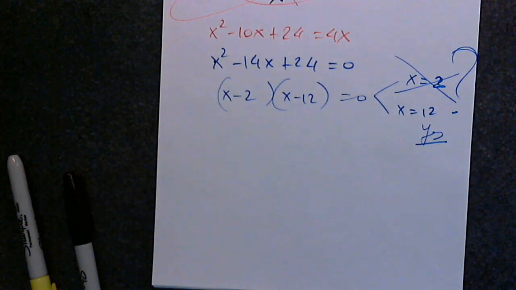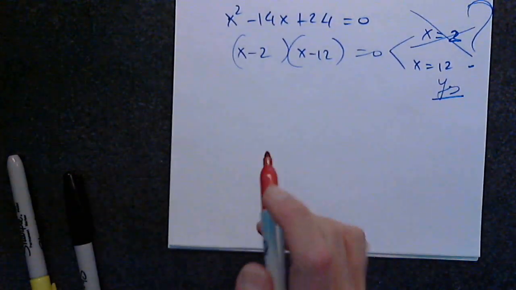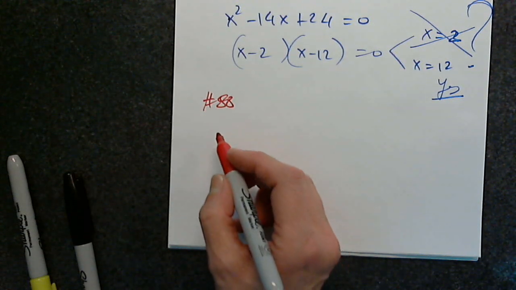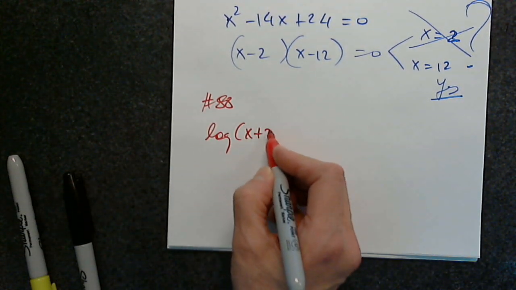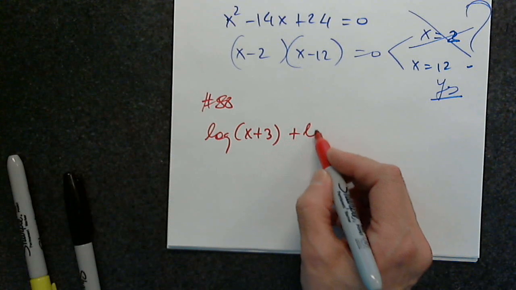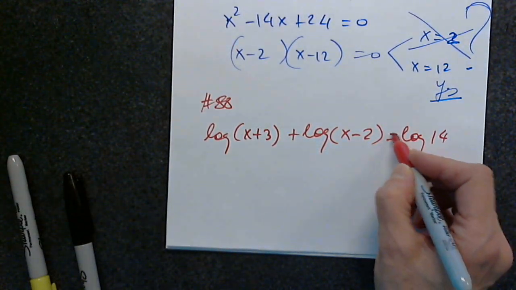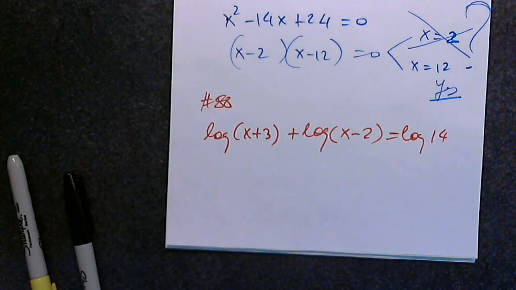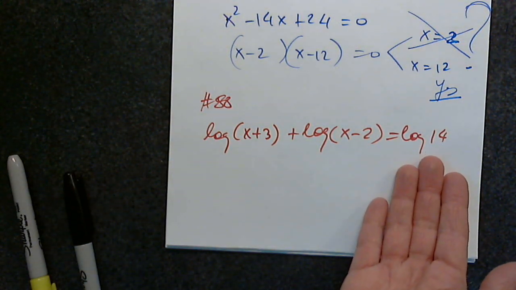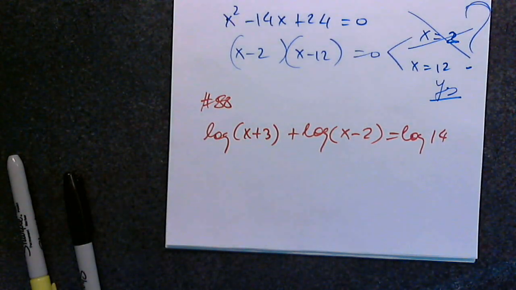Let's look at 88, in which we have log of x plus 3 plus log of x minus 2 equals log 14. What type of equation is it? Once I say log, it's very clear. Logarithmic equation, very good. And now the question is, this does not need a domain. It's a number. Log of 14 is just a number.